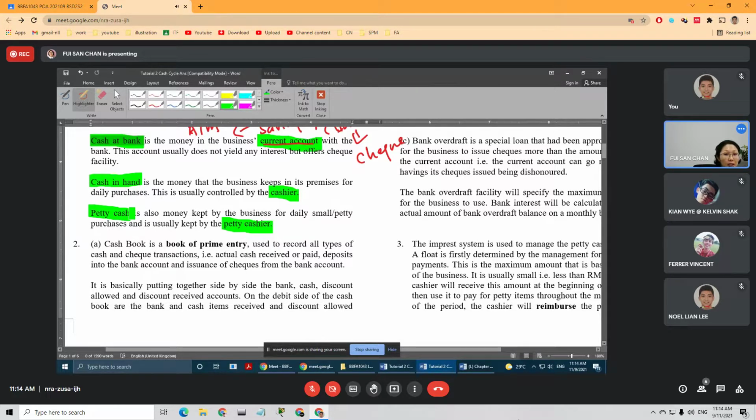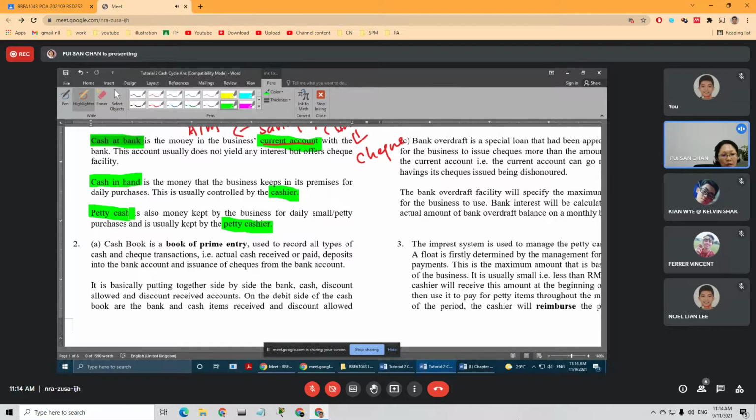How do you keep a petty cash book? Correct. The petty cash book is also important; you have to check your past year papers. Sometimes in the exam they ask you to prepare a petty cash book. The cash book is definitely important. In this chapter, the important thing you must know is the cash book.